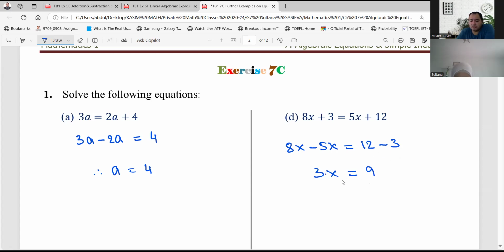And the next step is I'm going to use the property of, what is it? Division. I'm going to divide both sides by 3. So I have here 9 divided by 3. So, simplify your answer. The solution of this equation is 3. It's that simple, Sultana. You can do that because if you understood in the previous topics how to open the parentheses, how to simplify like terms, that's it.